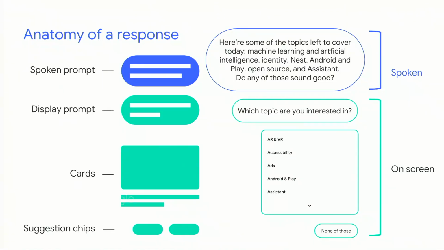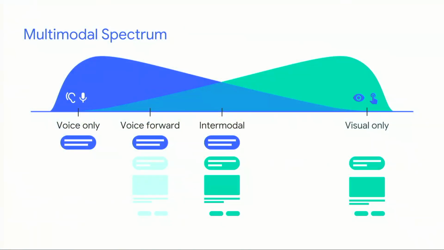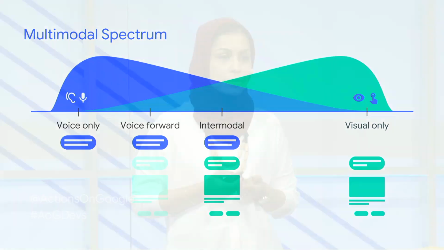Once we've constructed our response to have spoken and visual elements, we can then map that response to the multimodal spectrum from earlier. So depending on whether the device has visual or audio capabilities or how important voice is, we can choose the right components. So you already saw what our response would look like on a Google Home. We would simply have the spoken prompt. Let's take a look at what the response would look like across some of the other devices.